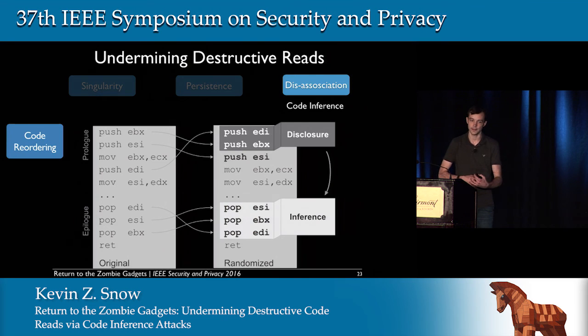But thinking about this in terms of destructive code reads, if we disclose only the first couple of push values, that actually tells us what the third push value is, because we know in this function that there's only 3 registers being stored. But on top of that, we know that at the end of the function, these registers have to be restored in reverse order that they were pushed. So by disclosing only a couple of instructions at the beginning of a function, we can infer all the instructions at the end and disclose the gadgets without actually reading them.